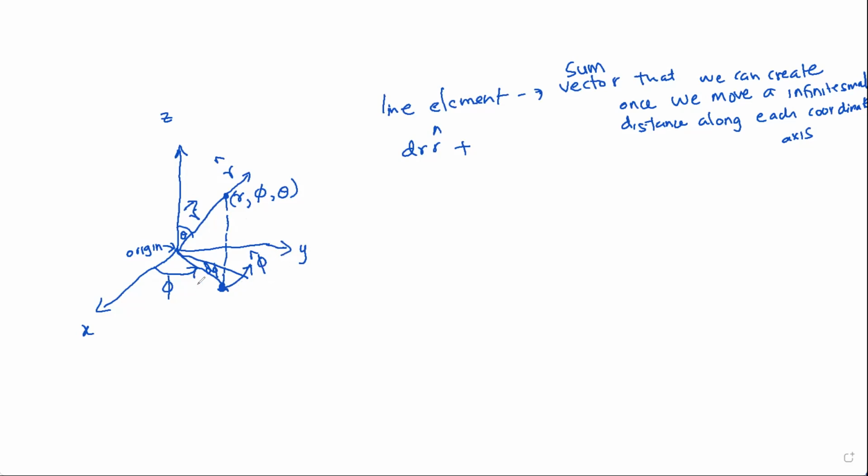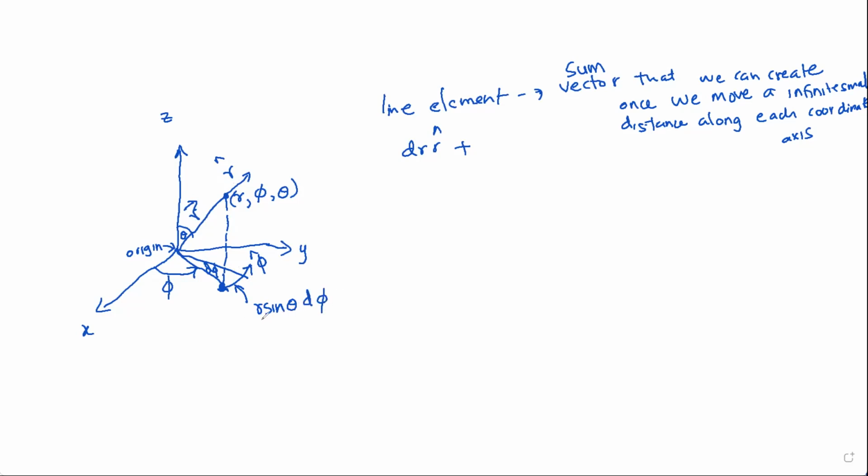So phi hat is the unit vector along the phi direction. If you can't understand, please let me know, right? In order to find that distance, we need to take the small arc length that is formed here. The arc length is given by r sine theta, because we need to take the projection of the r vector on this xy plane, and then multiply that with the d phi amount.